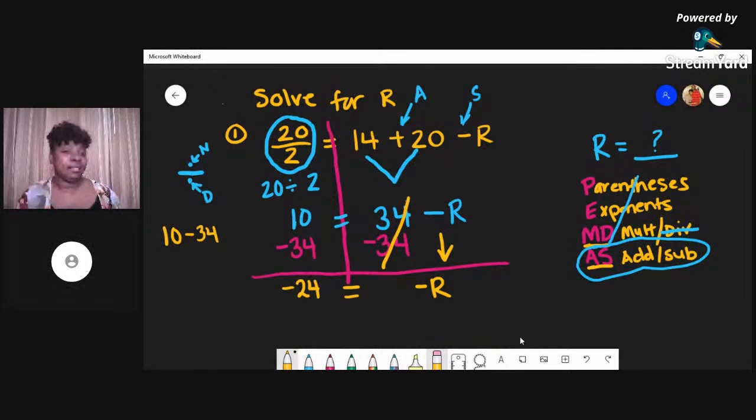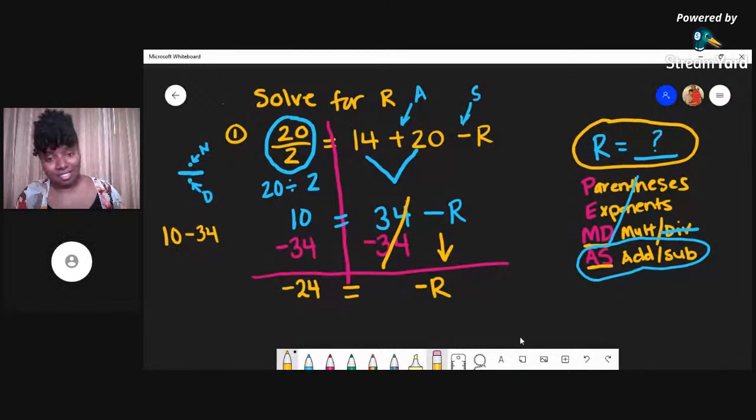Okay. Are we done? I think we are because we know what R equals. Oh, no, because R is negative here and it's not negative there. Good. So I have negative R equals negative 24. So what does R equal? Would it just be 24? And why would that be? Because if negative r is negative 24, then the opposite of negative r would be r. And so the opposite of negative 24 would be 24. That's what I'm talking about.